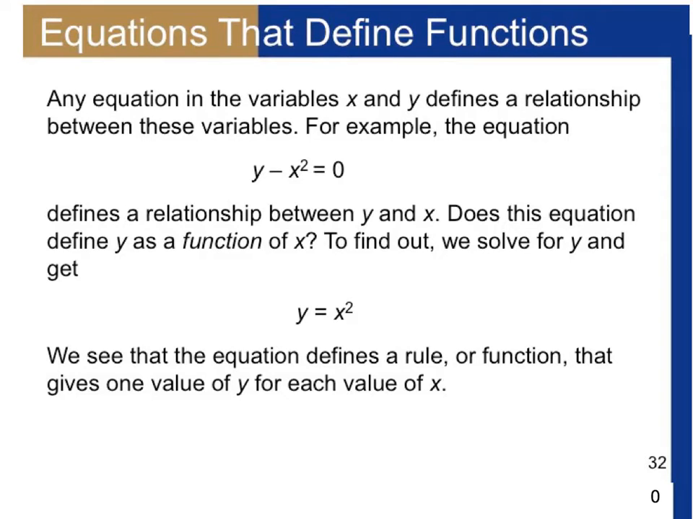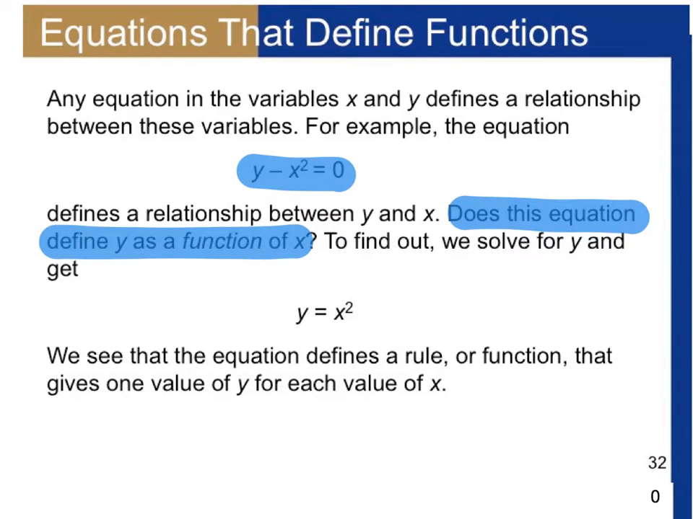Okay, we're talking about equations that define functions. Basically, we're just saying it's an equation, but we don't have y by itself. So we could have y minus x squared equals 0. It's still a relationship between x and y. Does this equation define y as a function of x? We solve for y, so we get y by itself. And we can see that this does define a function, y equals x squared.